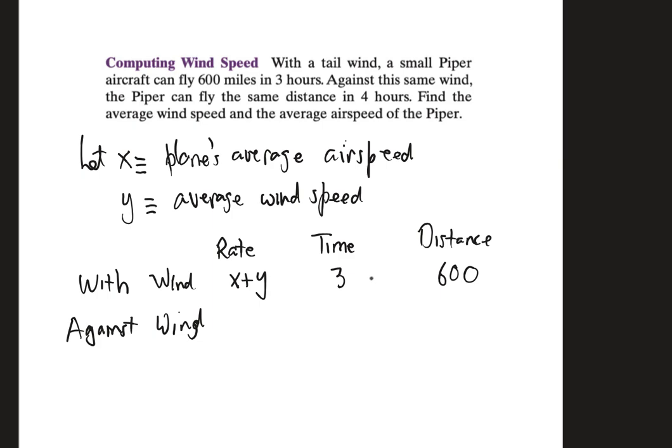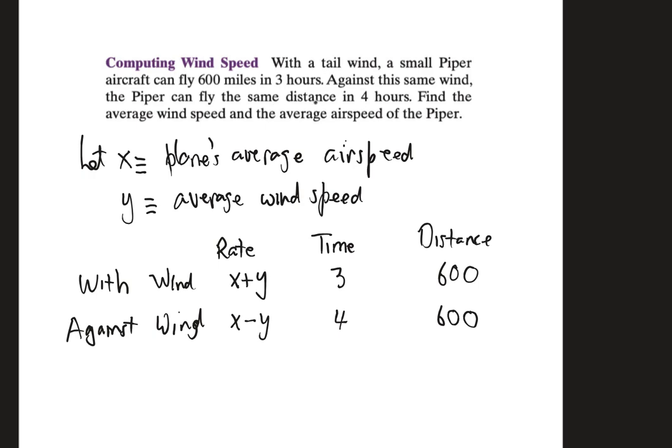Now, when it's against, the plane would be going in one direction and the wind would be going in the opposite direction. So that opposite direction would have a net effect of reducing the plane's speed. So that would be x minus y. And it takes now 4 hours with this reduced speed to travel the same distance. All right.